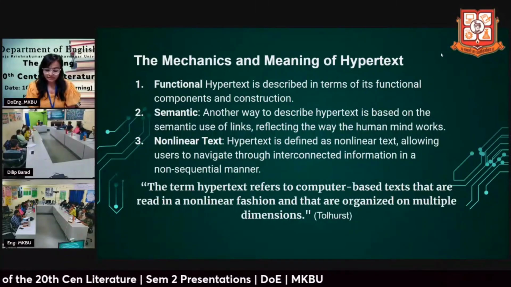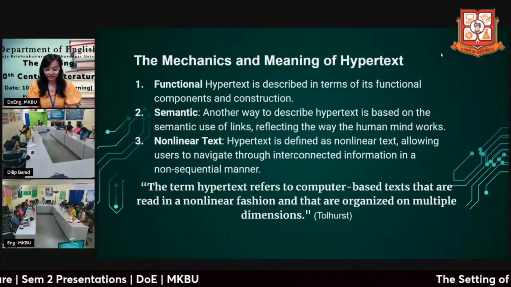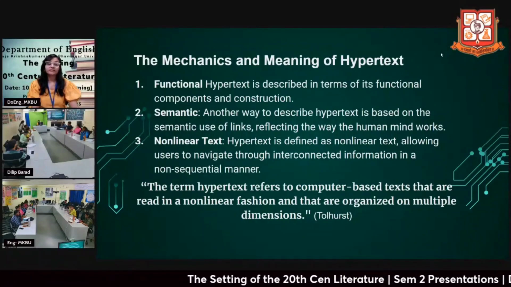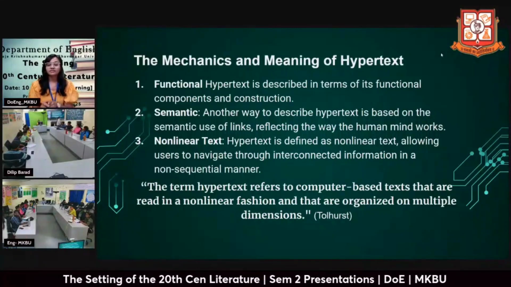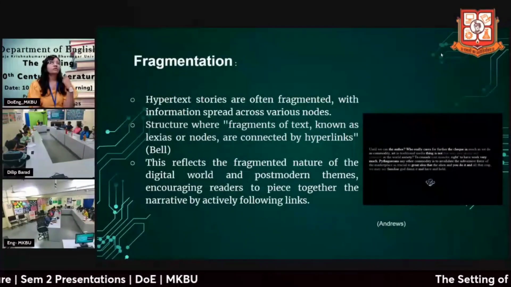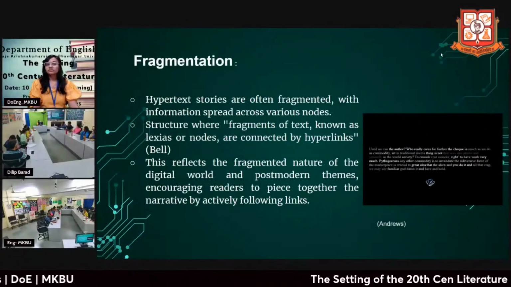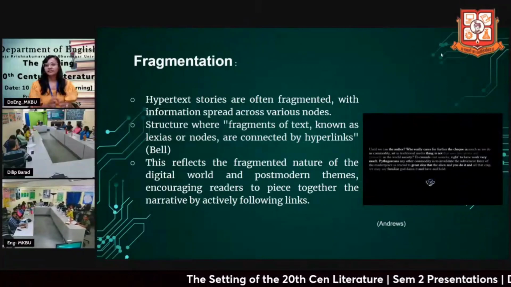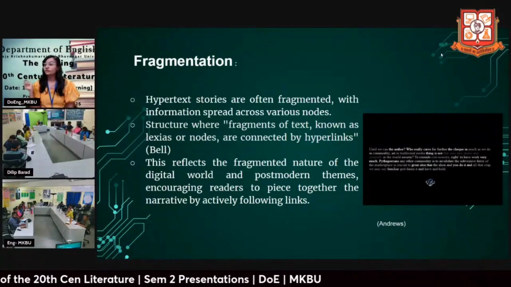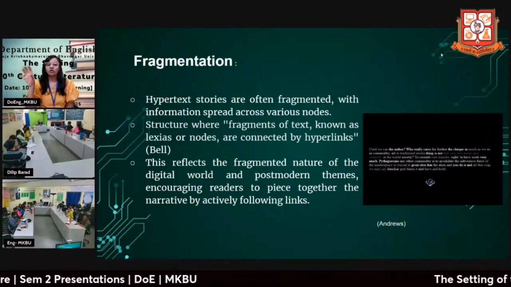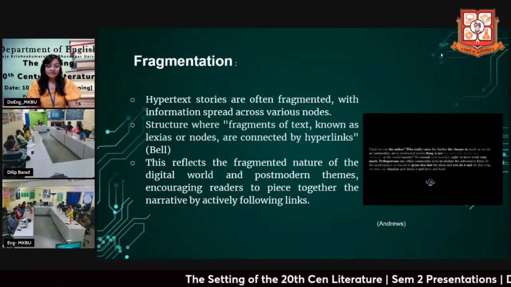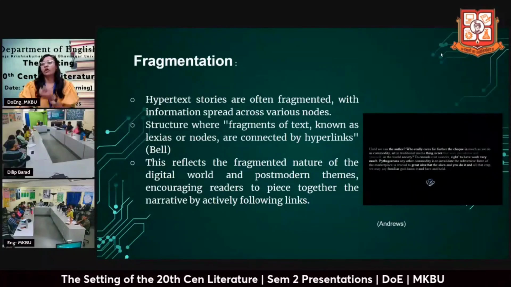In the article Hypertext, Hypermedia, and Multimedia Defined, Daniel Tolhurst says that the term hypertext refers to computer-based texts that are read in a non-linear fashion and that are organized in multiple dimensions. So the very first element of hypertext is fragmentation. However, there could be a contradiction, that it is basically made by coding, so it is linear, but while readers are viewing this hypertext, it is in a non-linear form. It does not follow any proper structure, and it is connected with hyperlinks. This reflects the postmodern theme of fragmentation.